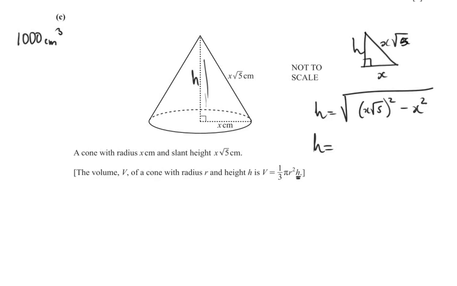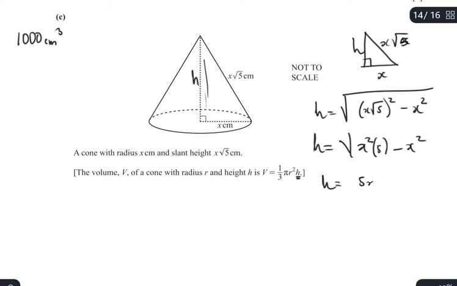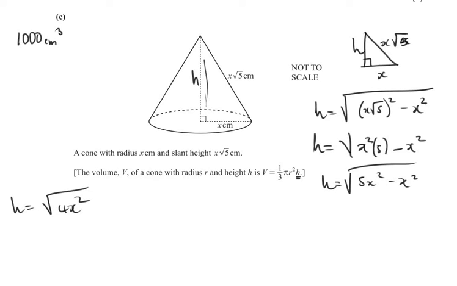Now, if we square, we find that we're going to have x squared, and then the square of the root of 5 will just give us 5, and then minus x squared. So this now gives us h to be equal to the root of 5x squared minus x squared. So the height, which is h, would be equal to root of 4x squared, because 5x squared and x squared are like terms. And then the height gives me 2x.